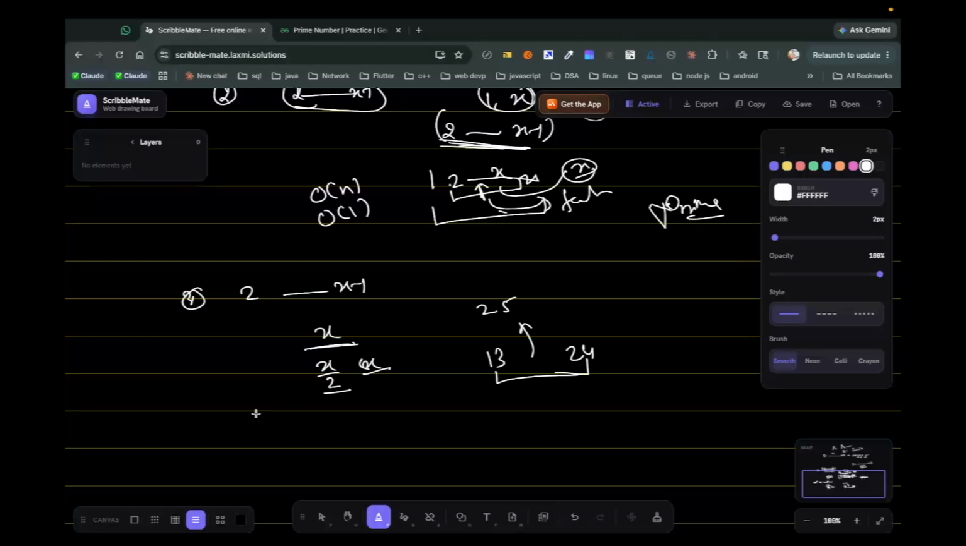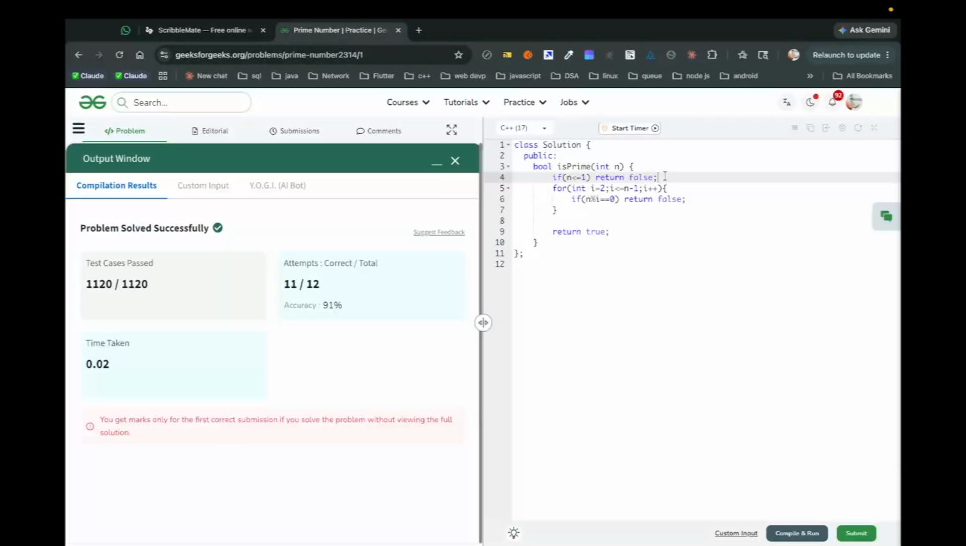So we can check from 2 to x by 2, and if we find any number in this range that can divide x, then we can say that it is not a prime number, right? So let's implement this algorithm as well. We'll check for n less than or equal to 1, return false. From 2 to n by 2, if any number can divide n, then we'll return false, else we'll return true.